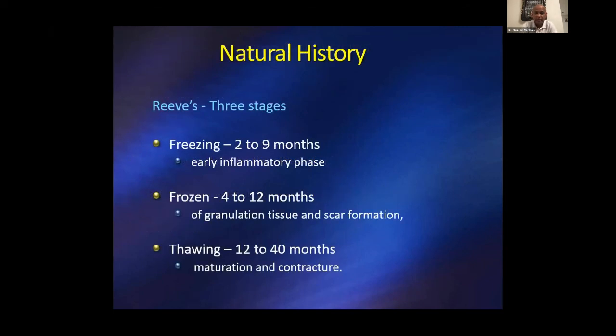What is the natural history? We all know that there are a few stages, some call it 3 and some 4 stages. But in essence, it's freezing or early inflammatory, frozen 4 to 12 months, and thawing is maturation and contracture. There is obviously an overlap of these phases, but somewhere between 18 to 36 months, and some recover very quickly and some don't.